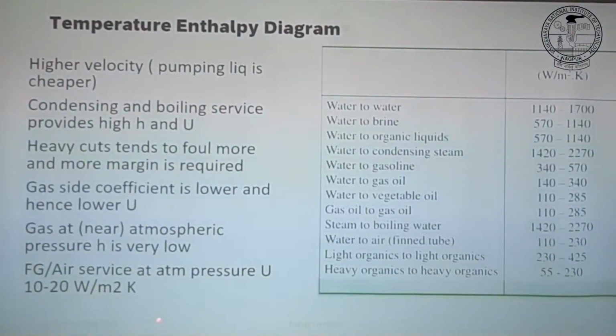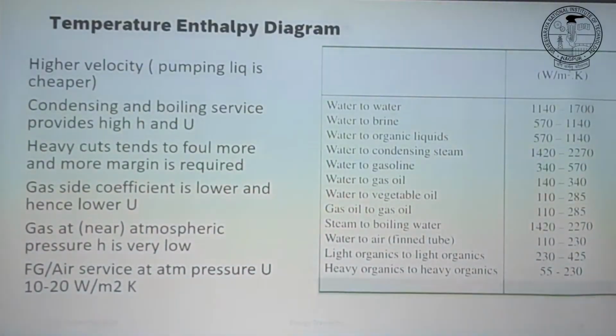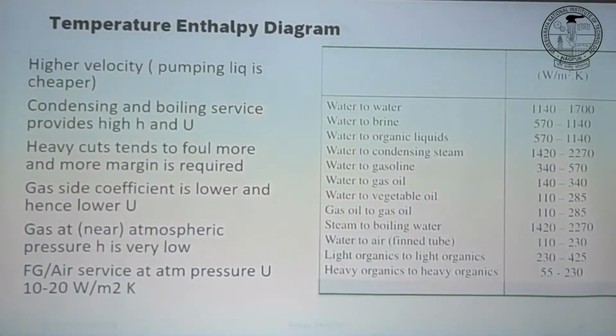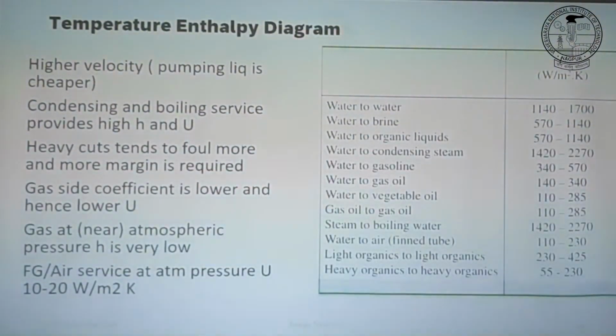What it means, for the same duty, you can have an exchanger like this. You have condensing steam also, and for the same duty, you can have an exchanger half of this room. A heat exchanger which fits in half of this room.